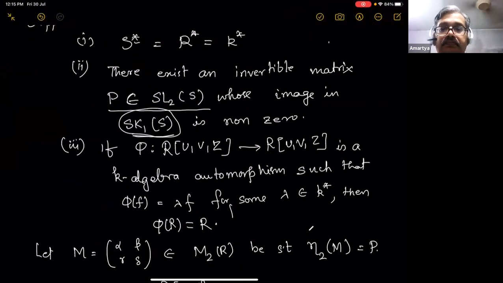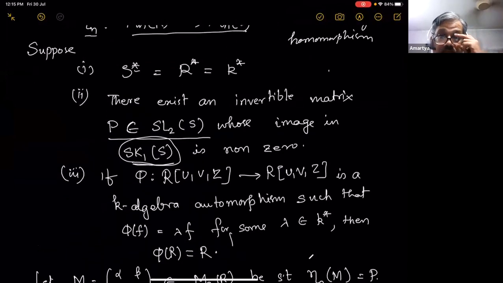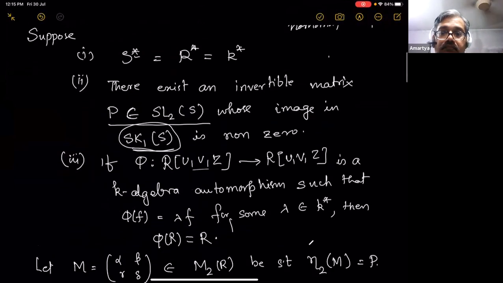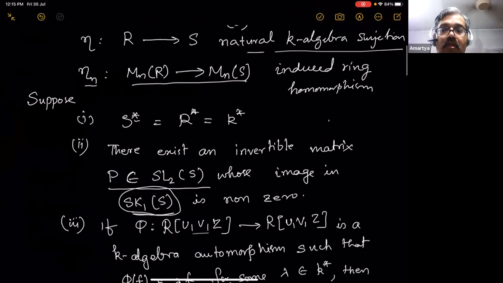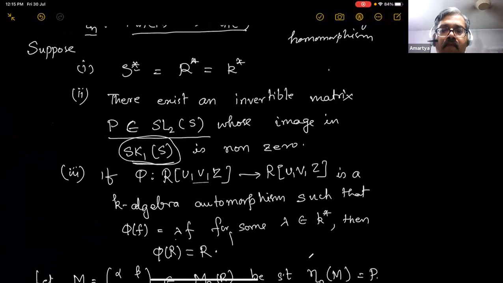R is a polynomial ring in two variables, and U, V, Z are indeterminates. So if phi is an automorphism of this ring, I should say it's a K-algebra homomorphism, and it fixes the element F. So F is that special element which we have selected. So this special element is fixed, the ideal generated by that is fixed. If this is the case, then phi should also fix the ring R.